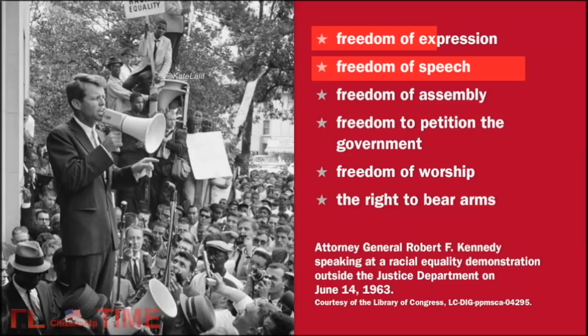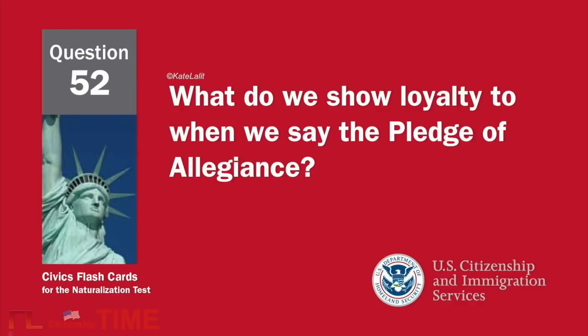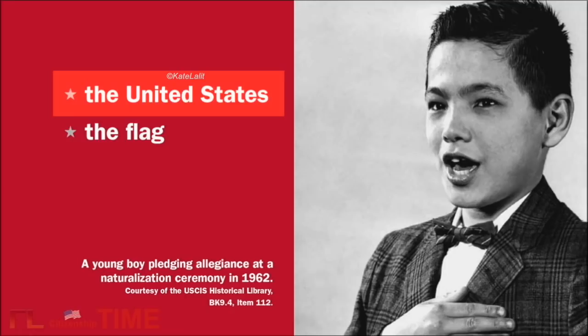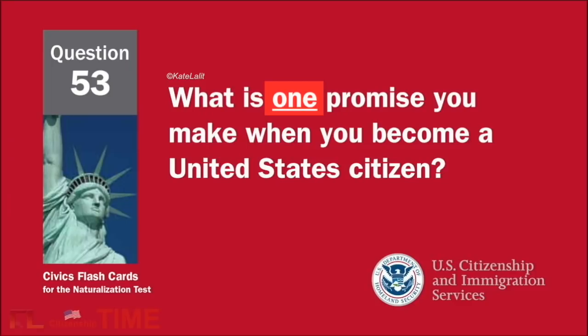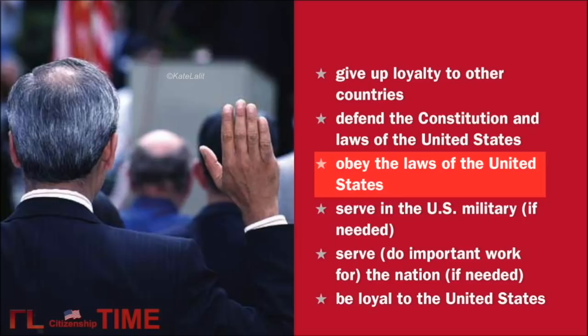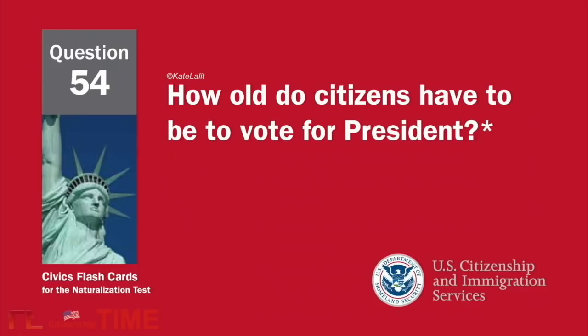What do we show loyalty to when we say the Pledge of Allegiance? The United States. What is one promise you make when you become a United States citizen? Obey the laws of the United States. How old do citizens have to be to vote for president? 18 and older.